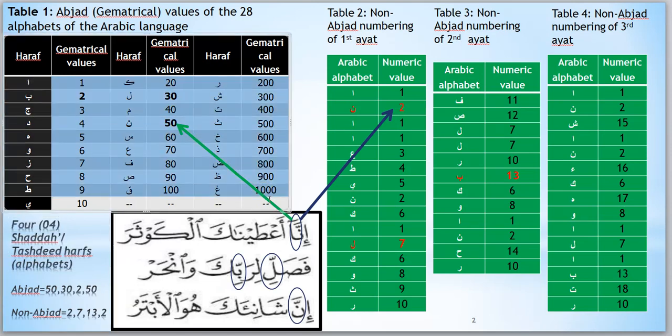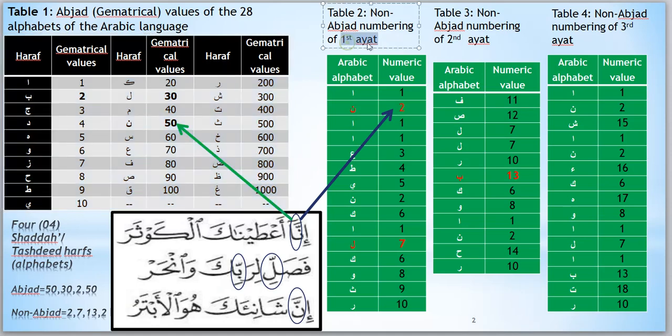In table 1, we see the abjad values of all 28 harfs of the Arabic language. These values are known to all and used from the past, very well accepted and used values for calculation. At the right, we see three green tables where non-abjad numbering of the first ayat, second ayat, and third ayat is made. These are made based on the first appearance of the Arabic harfs, fully different from table 1.